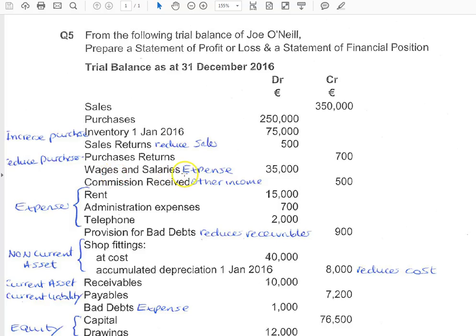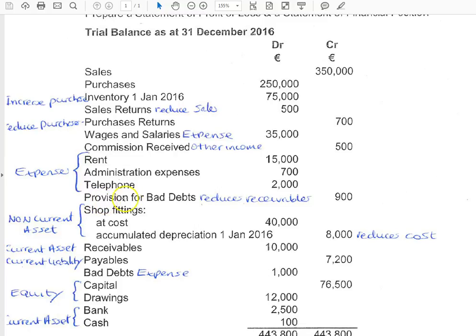So wages and salaries, an expense. Commission received as other income, and that gets added straight under gross profit. These three are expenses. Go in your expenses in the statement of profit and loss. Provision for bad debts just reduces receivables in current assets. Non-current assets, and it'll be cost minus accumulated depreciation.